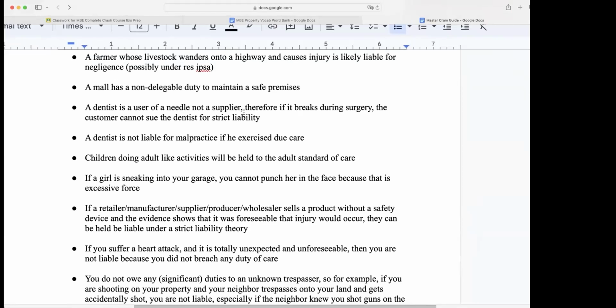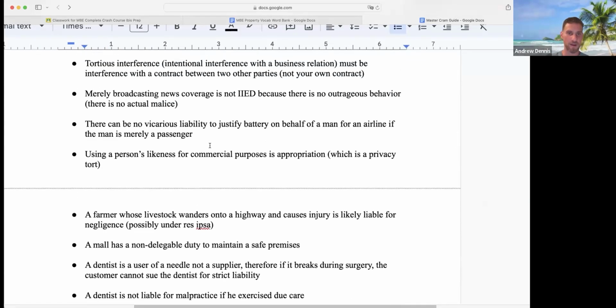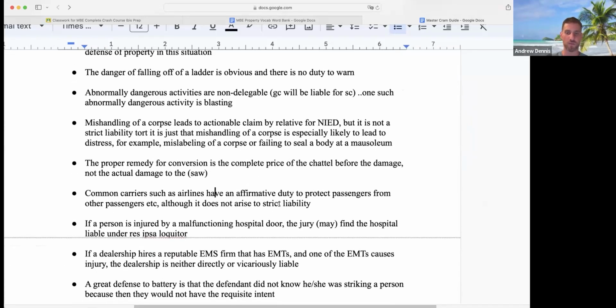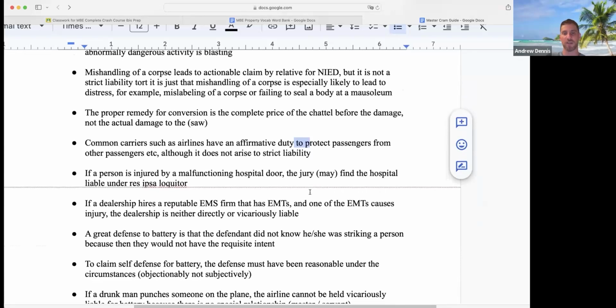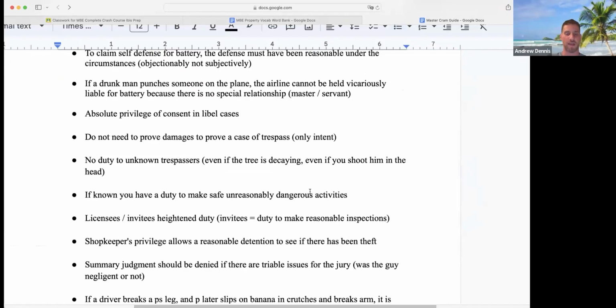The first one, yeah, if we look at it, it says that there's no liability for battery. And this one says that there is a duty to protect passengers. So it would be the call of the question, what's the claim. If the claim is negligent supervision, then yes. If the claim is battery, then no. And again, every question is fact specific.